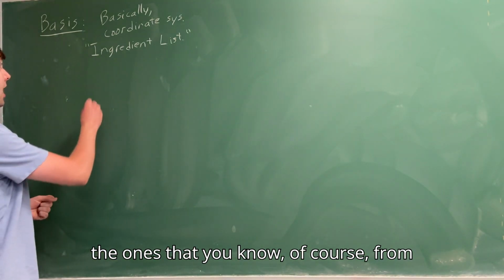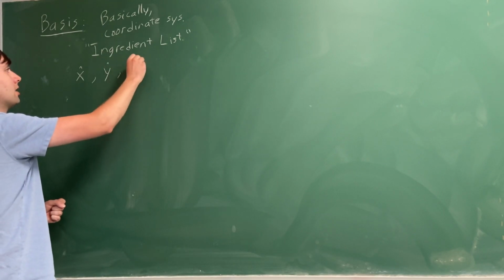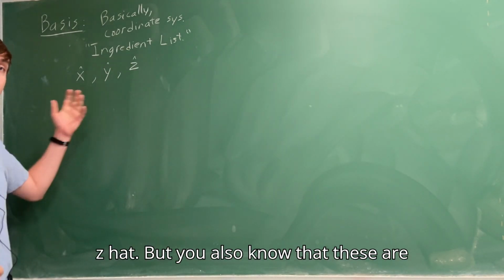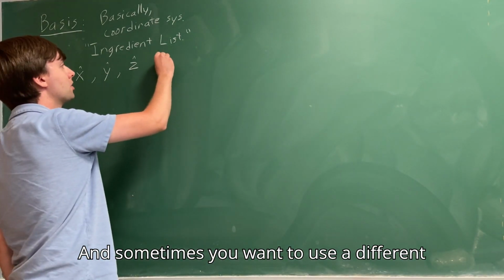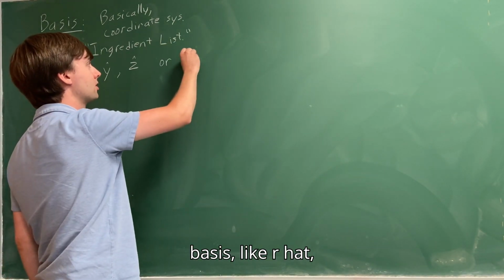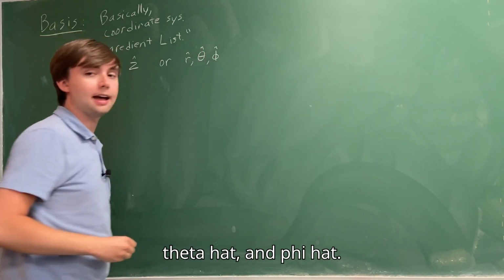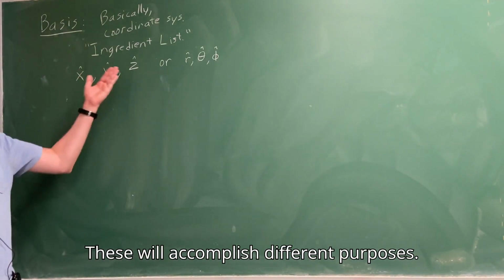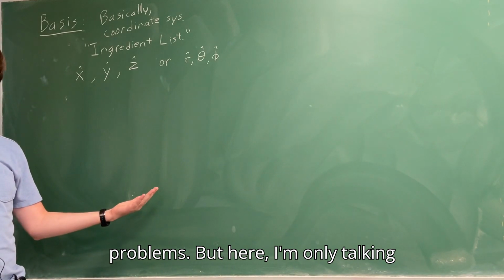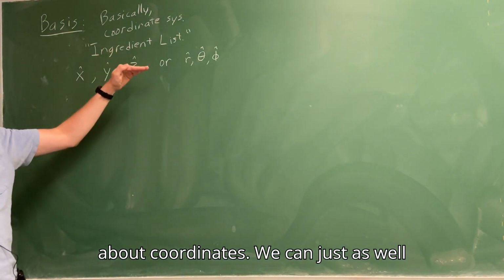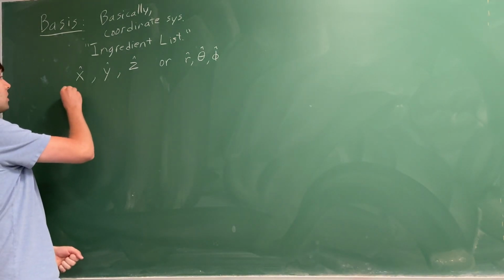So you've got the ones that you know, of course, from normal coordinates, x hat, y hat, z hat, but you also know that these are not always the best coordinates to use. And sometimes you want to use a different basis, like r hat, theta hat, and phi hat. These will accomplish different purposes. Different ones are suited for different problems. But here, I'm only talking about coordinates. We can just as well talk about functions.